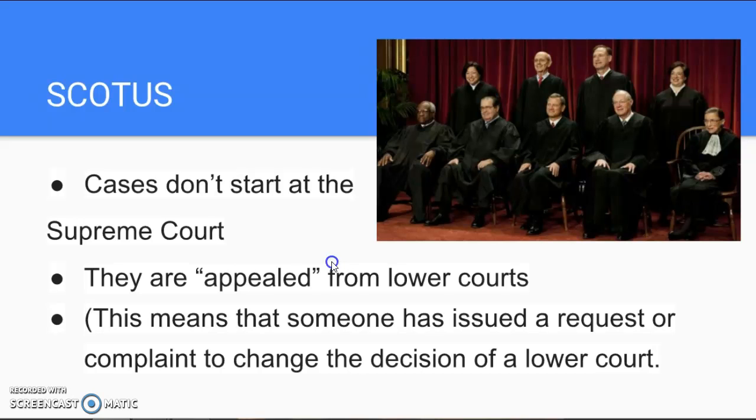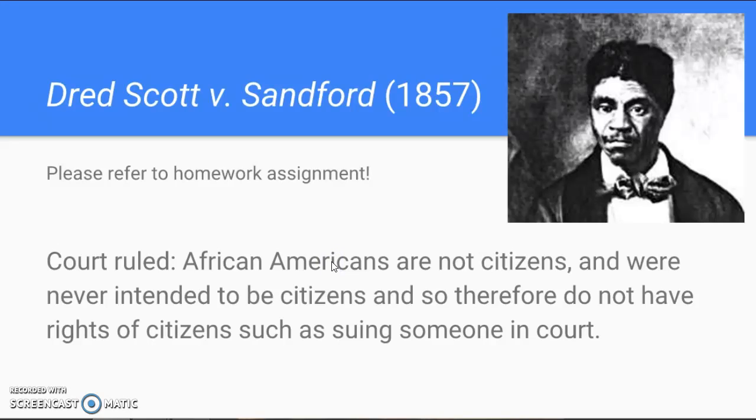And this related to our topic from earlier this week on the Supreme Court case from 1857, Dred Scott versus Sandford. So please refer back to that homework assignment for a lot more details and specifics on that case. But the overall ruling that's important to keep in mind is that the court ruled that African Americans are not citizens and were never intended to be citizens based upon the Constitution or the Declaration of Independence. And so therefore, again, in the opinion of the Supreme Court in 1857, they ruled that African Americans don't have the rights of citizens, which includes being able to sue someone in court.